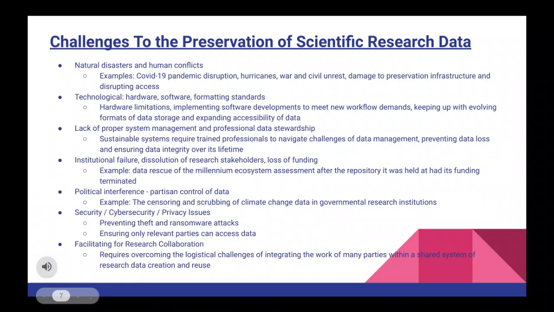There are several challenges to the preservation of scientific research data. For example, natural disasters and human conflicts. Technological issues like hardware limitations, implementing software, and formatting standards. Lack of proper system management and professional data stewardship. Institutional failure, dissolution of research stakeholders, and loss of funding. Political interference and partisan control of data. Security and cybersecurity, as well as privacy issues. And facilitating research collaboration.